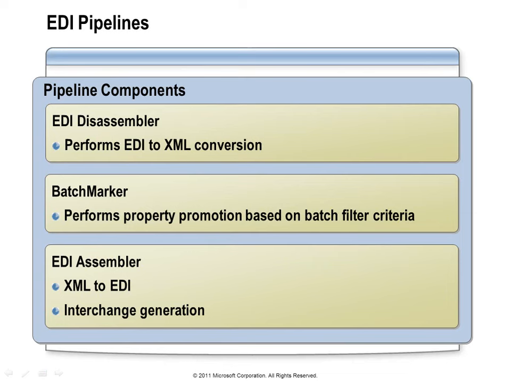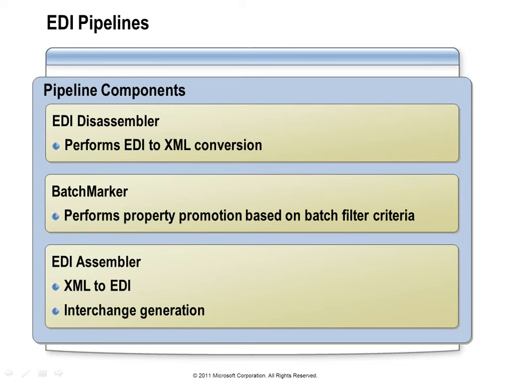A lot of the processing for EDI happens in the pipelines, and so we have a set of pipeline components for EDI processing. It involves the EDI disassembler. That's responsible for taking an EDI document and parsing through it and converting it to XML, doing property promotion. We also have the EDI assembler on the sending side, where we can take an XML document that matches an EDI schema and serialize it out to EDI, generate any of the interchange information.